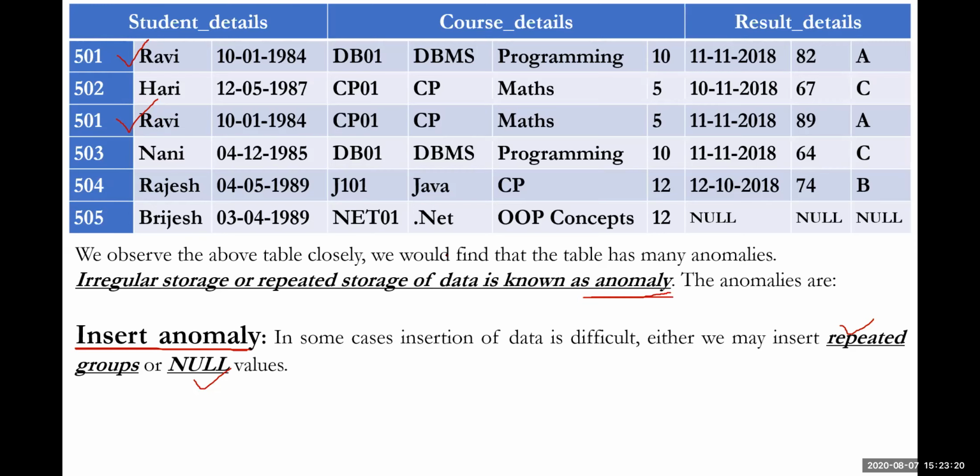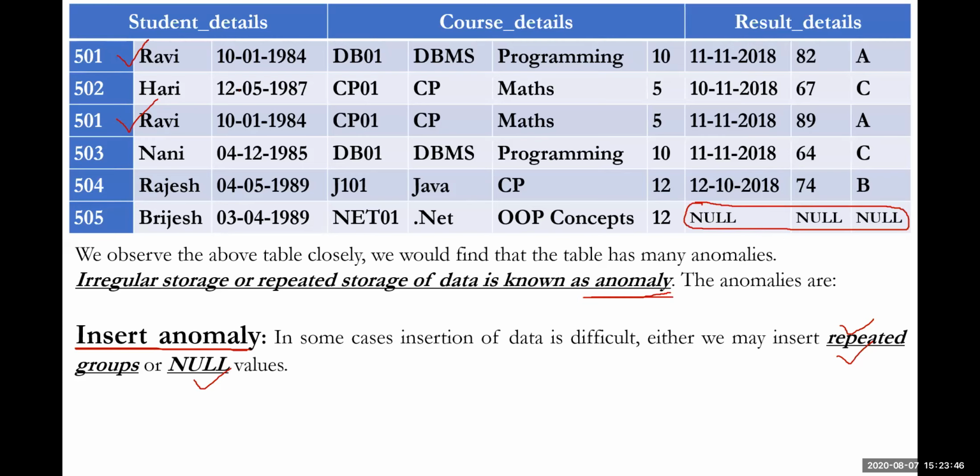501 will be taken for all courses within that institution. For example, 10 courses will be there. All those 10 courses might be taken by 501. So 501 data will be entered 10 times. That is a repeated number of groups which are supposed to be entered, and you are forced to enter null values. So see here, look at this particular point. Here we are able to enter null values.